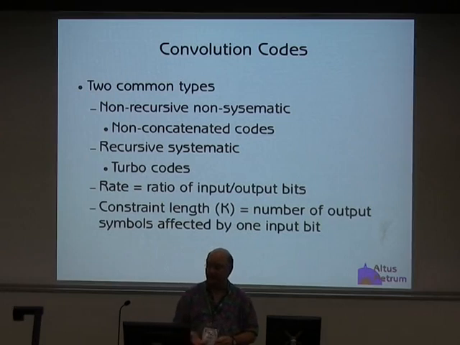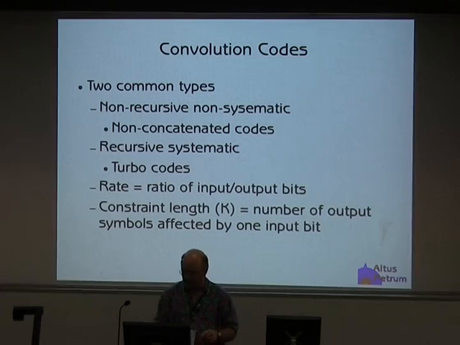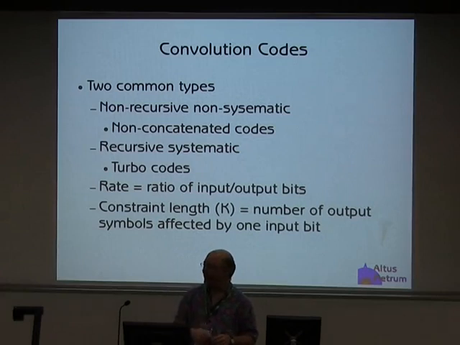The recursive systematic codes, that's what turbo codes use. And so a turbo code is basically two convolution codes that are using a recursive systematic convolution. Recursive means that you take the output from some stage of the convolution. I have some more pictures here to show how convolution works. You take some output and feed it back, and you provide a little feedback within the encoder.